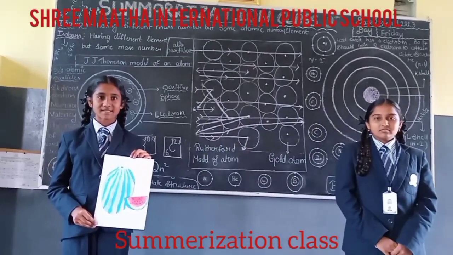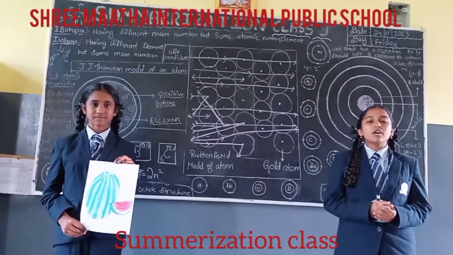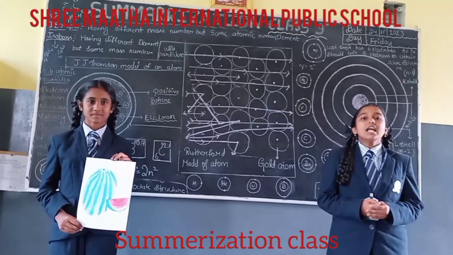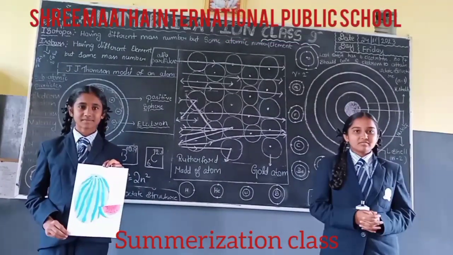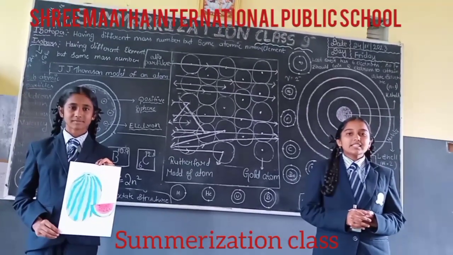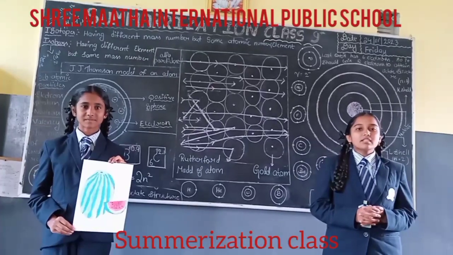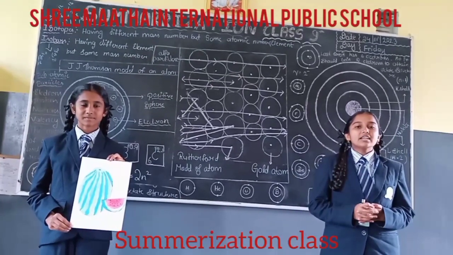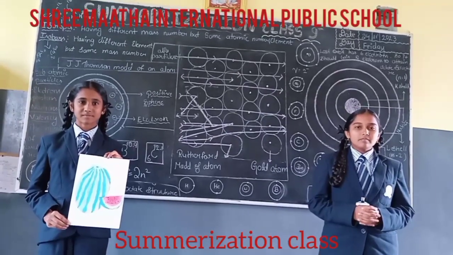It also has limitations. Limitations of J.J. Thomson's model: it says that the atom is electrically neutral, but the experimental results obtained by other scientists could not be explained by this model.